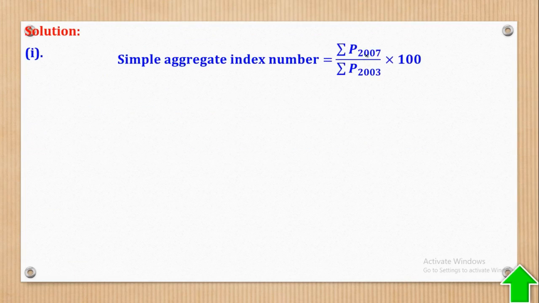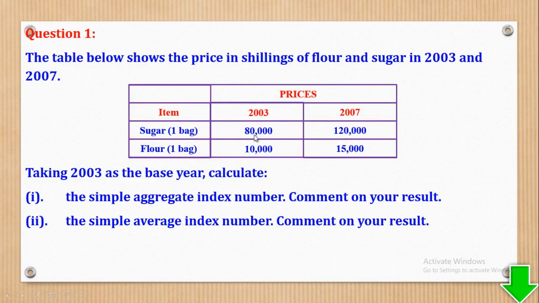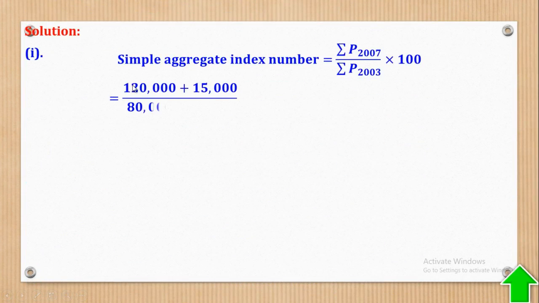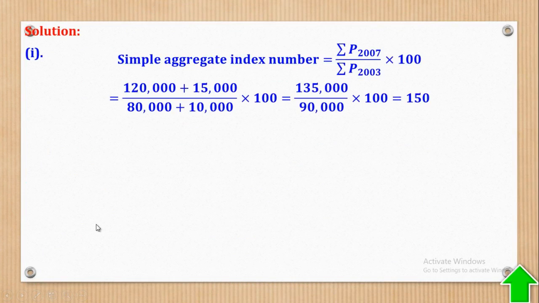So in this case, our current year is 2007 and the base year is 2003. So what we are going to do is sum up all the prices in the current year, and divide by the sum of all the prices in the base year. So the numerator will be the prices in the current year, and the denominator will be the prices in the base year, multiplied by 100.